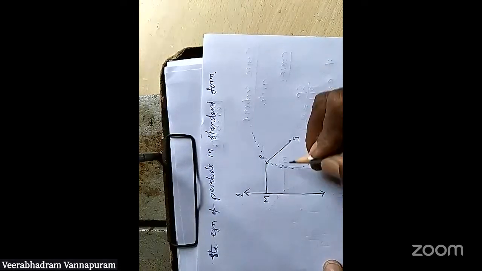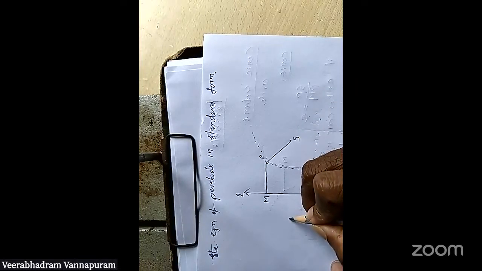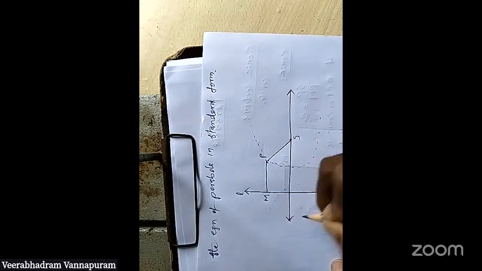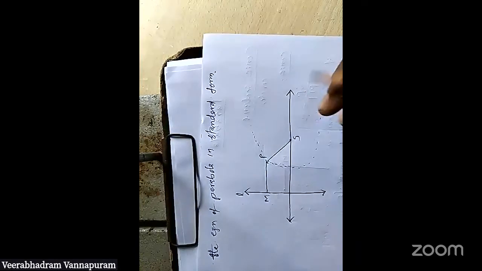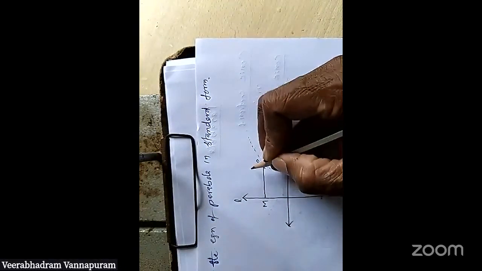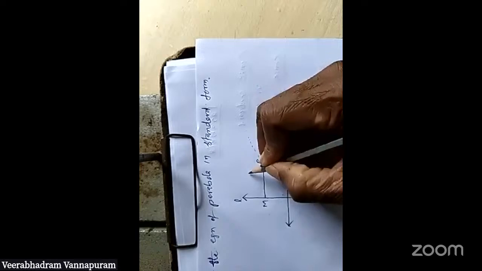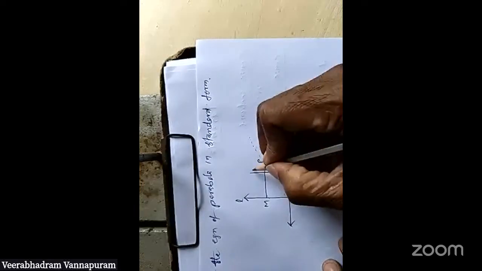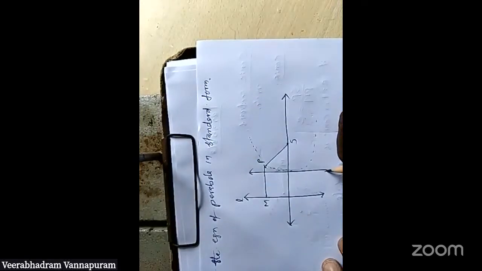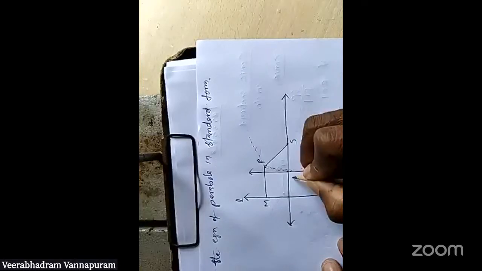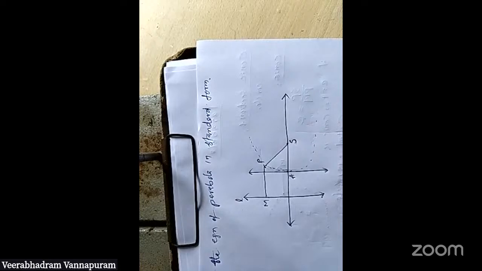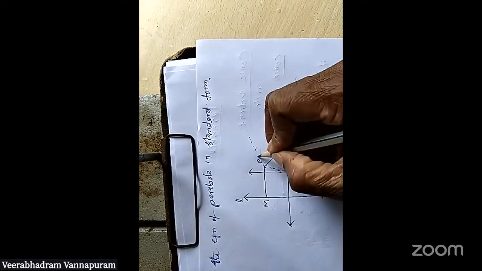So through S, we will draw a line. Here also draw a line parallel to directrix. So let the point of intersection of these two lines be A. So let the point be P (x1, y1).